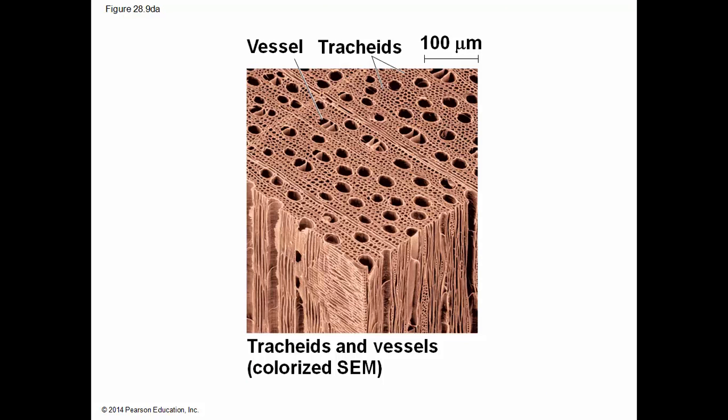Okay, here is a scanning electron micrograph of tracheids and vessels. You see the tracheids are the little small areas, and the vessels are the larger areas. This is what water moves through. This is part of the xylem.